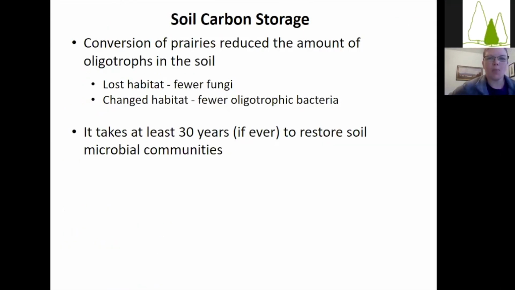All right, so at this point we know that conversion of prairies reduced the amount of oligotrophs in the soil, so it was lost habitat, meaning there's fewer fungi. It also was a changed habitat, which led to fewer oligotrophic bacteria. We also think from a few different studies that it takes at least 30 years, if ever, to restore soil microbial communities using these traditional above ground restoration practices that focus on plant diversity.